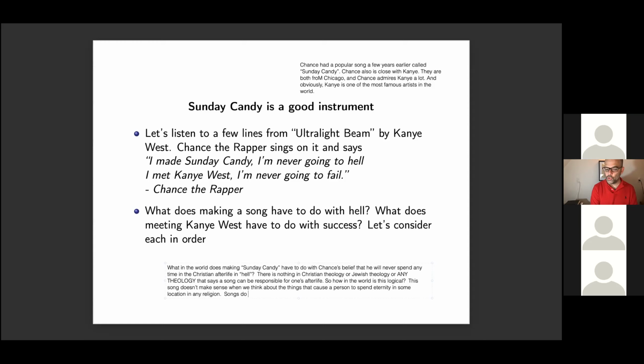Songs do not belong in a regression explaining hell. Hell equals A plus B X plus C Sunday Candy plus E. Probably C equals 0. Doesn't really make any sense.